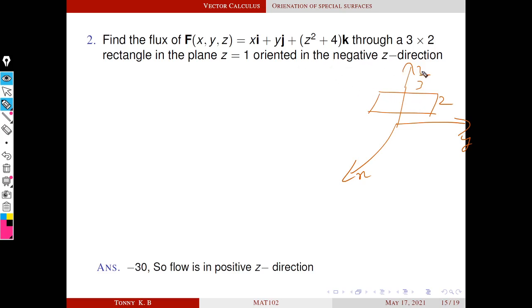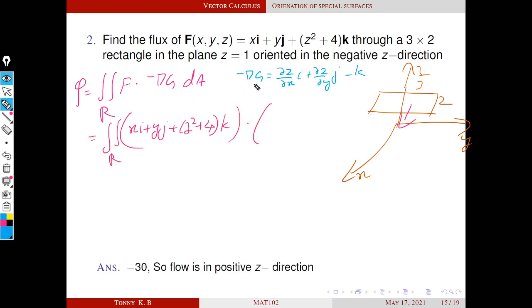Oriented in the negative z direction. That means we orient this rectangle in the downward direction. That's the difference. We have to find the total flux, so we evaluate the flux with respect to the downward direction. So what is the formula? This is the formula: phi is equal to double integral over R of F dot minus del g dA. Instead of del g, we take minus del g, because here the surface is oriented in the negative direction.